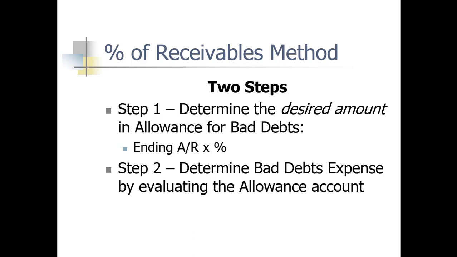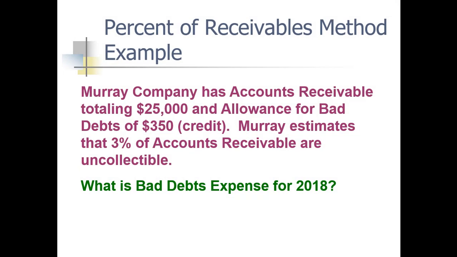So let's see how this two-step process works for the percent of receivables method. This is in your discussion guide, so if you want to grab that discussion guide, hit pause on the video and go ahead and grab it out real quick. For our percent of receivables example, it tells me here, Murray Company has accounts receivable totaling $25,000, an allowance for bad debts of $350, a credit balance. It says Murray estimates that 3% of accounts receivable are uncollectible. So it wants to know what is bad debts expense for 2018.